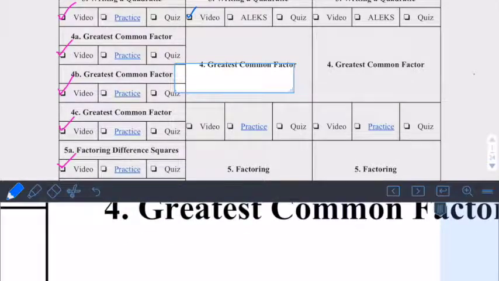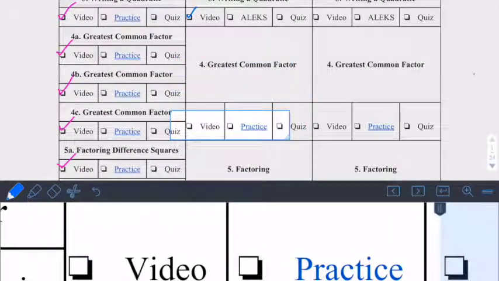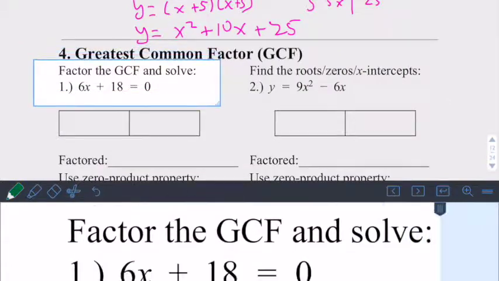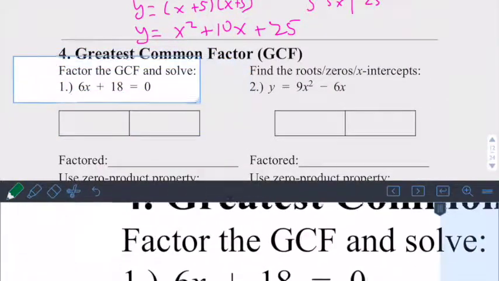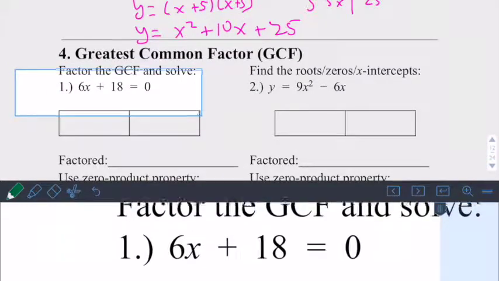This is lesson 4, factoring greatest common factor. Now on this one, we want to factor the GCF and solve. Okay, at this point, we should hopefully be getting better at factoring the GCF.